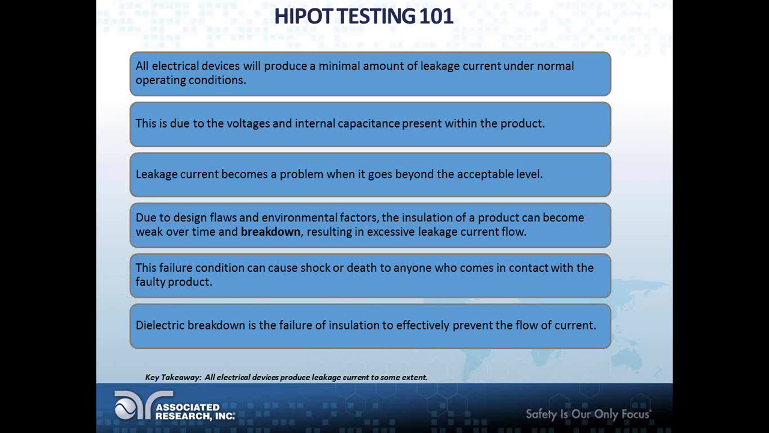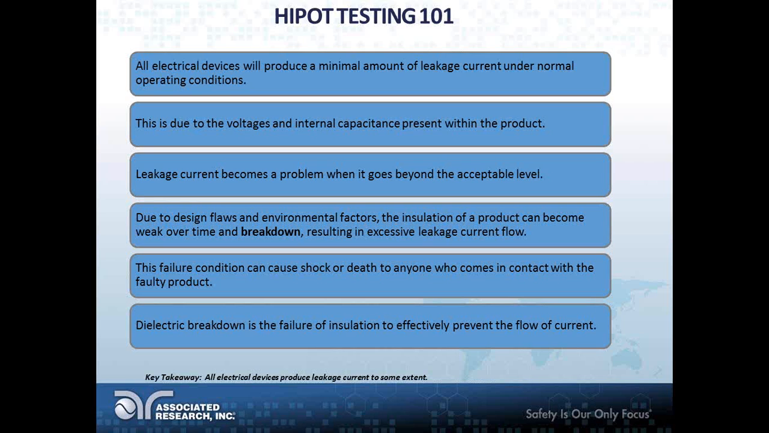Now, leakage current becomes a problem when it goes beyond the acceptable level, meaning that the leakage current value increases to a point where it can prove to be a shock hazard, or it could damage other equipment. That's where leakage current needs to be monitored, and the product needs to be designed in a way that it does not allow too much leakage current to flow on the surface. And that's where the insulation of a product comes into play, which is what the Hipot test actually checks and stresses to make sure the insulation is good.